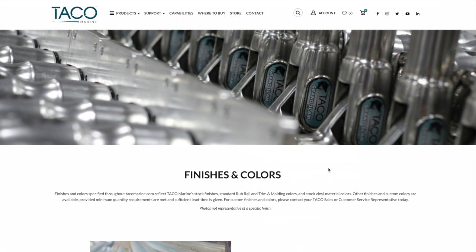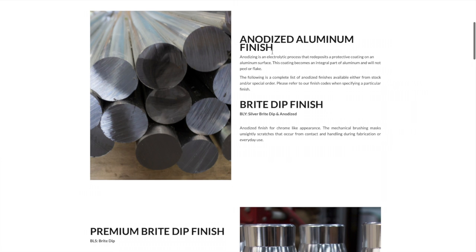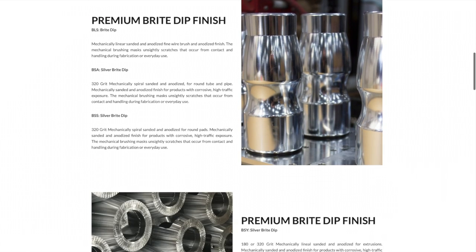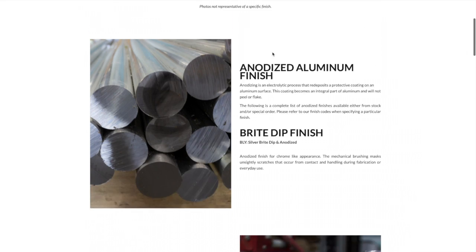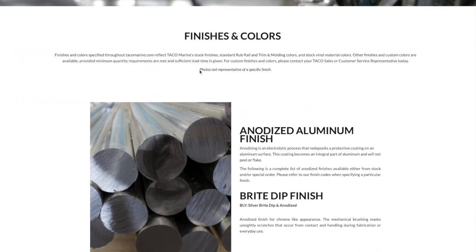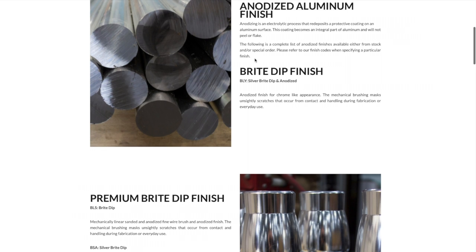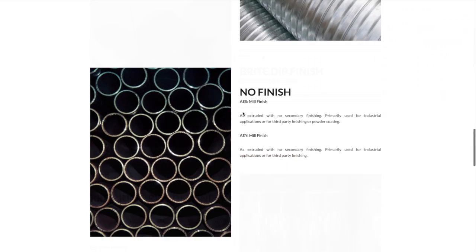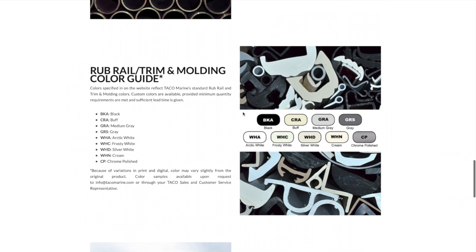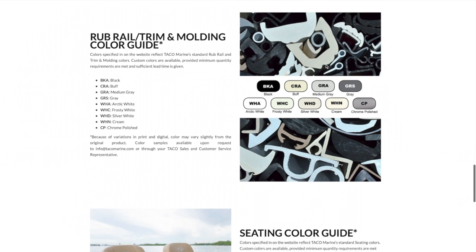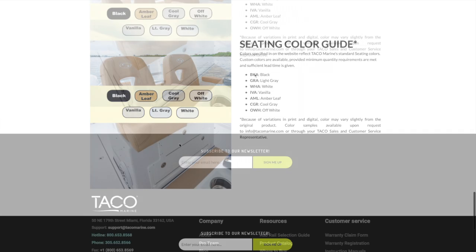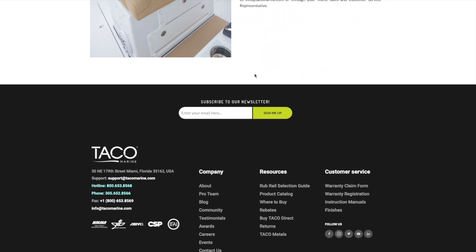So this is a great page. There's a lot of good information on here. You can also share any of these pages with your customer. Scroll down, read what all of the different finishes are. Now please note, we do specify that these photos are not representative of a specific finish. We will be updating this in the future with specific finish photos, but we don't have that right now. We also have rub rail colors, and we have our seating color selection guide. So that's the footer for you.